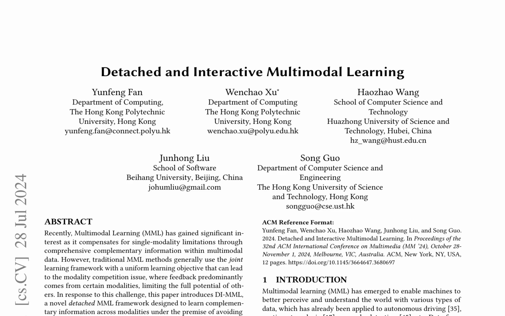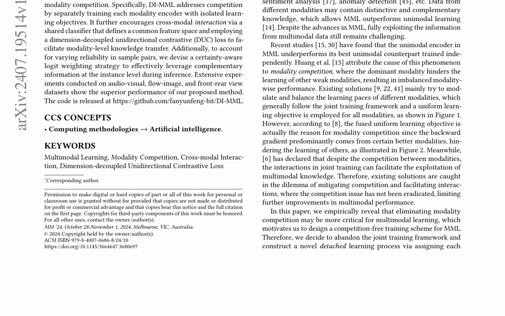To address this challenge, the authors propose a novel detached multimodal learning framework, referred to as DI-MML, which is designed to learn complementary information across modalities while avoiding modality competition. In DI-MML, each modality encoder is separately trained with isolated learning objectives, and a shared classifier is employed to define a common feature space. Furthermore, a dimension-decoupled unidirectional contrastive loss is used to facilitate modality-level knowledge transfer.